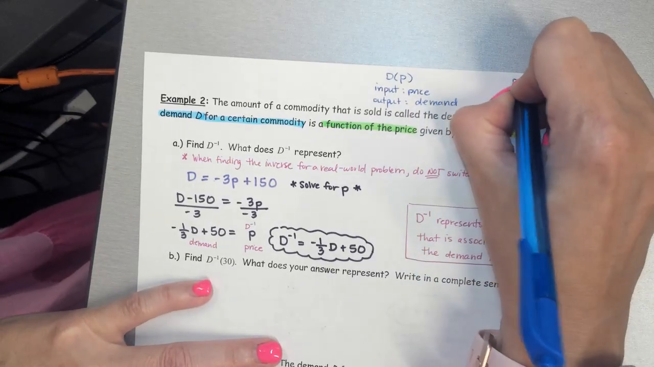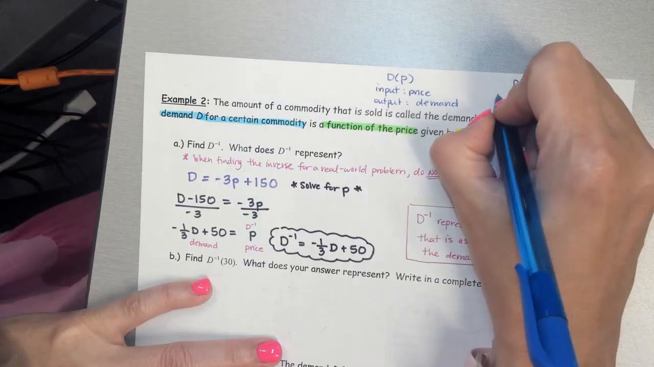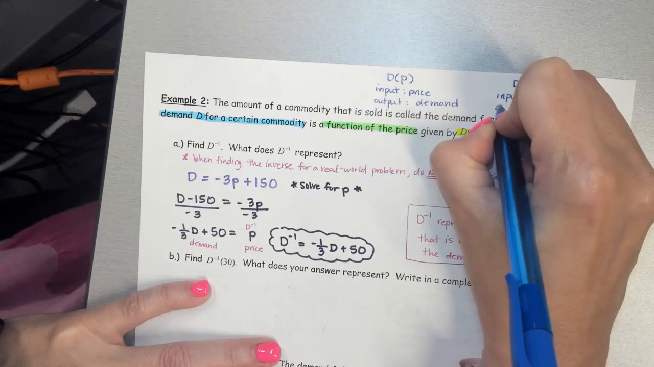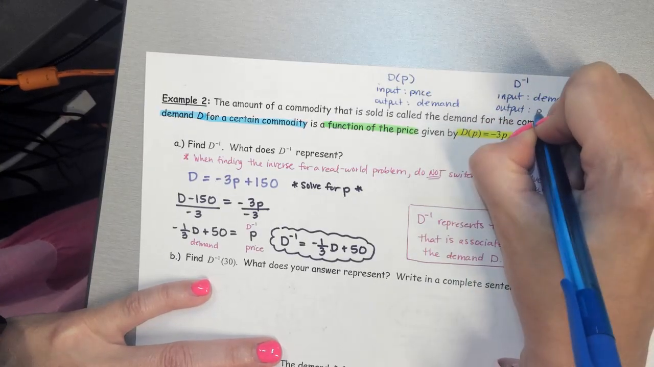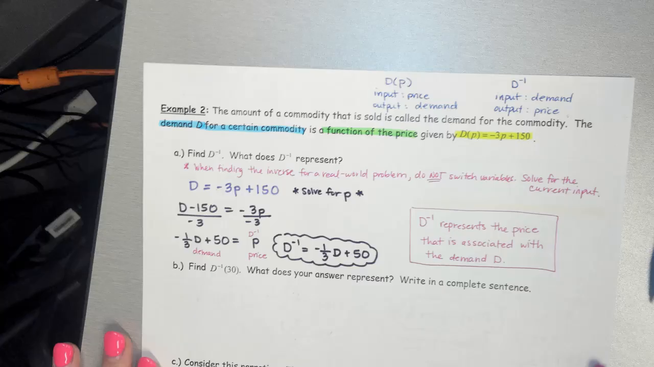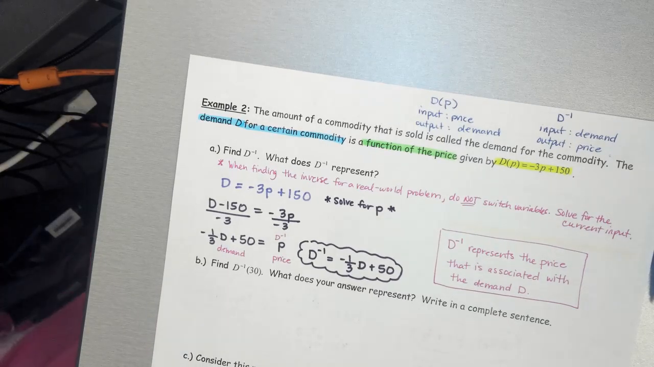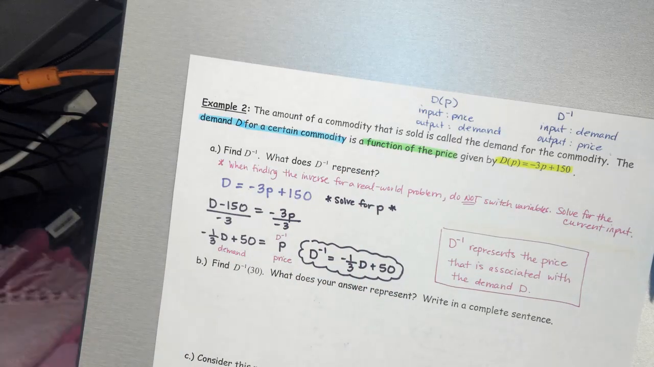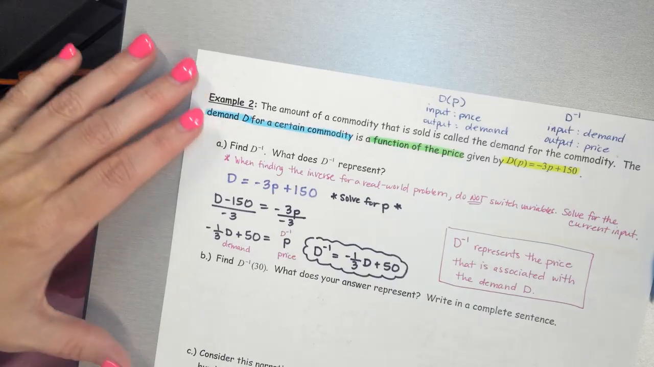When you do the inverse, the input and the output switch. So now the input is the demand and the output is the price. So when you're explaining, you can use that to help you. Those are going to swap. And if you wanted to, you could also say, the way this says it's a function of the price, you could say the price is a function of the demand. That would be fine as well.